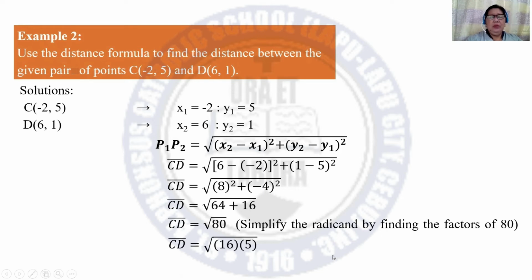And then we have to simplify 80 by taking the factors. One of the factors is a perfect square, so that is 16 and 5. The square root of 16 is 4. Then copy the square root of 5. So the distance from C to D is equivalent to 4 times the square root of 5 units.